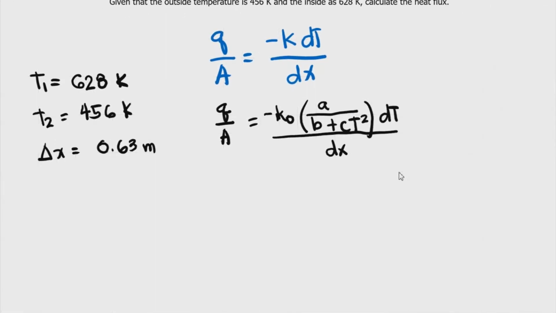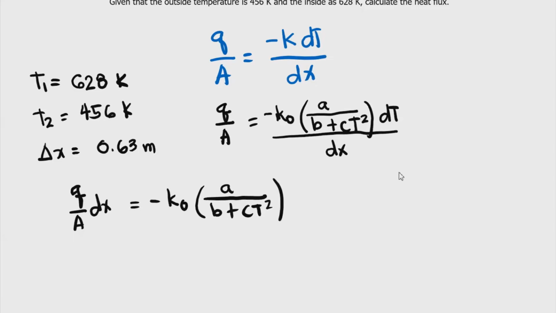So let's separate the variables. So it will just simply be Q over A dx. This is equal to negative K sub O, or 0, A over B plus CT squared, and then dT. Okay. And then with that, we can now proceed with the integration of this one so that we can now find the heat flux.